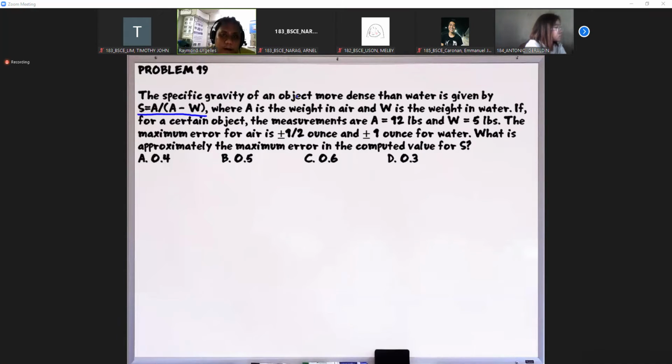So by using yung buoyancy concept. Okay? So yung weight in air is the actual weight of the object. So yung weight in water naman is yung tinatawag natin na apparent weight. 'Di ba? Kumbaga, yan yung lumalabas na weight natin pag nasa tubig tayo. Okay? So if for a certain object, the measurements are A is equal to 12 pounds and W is equal to 5 pounds, the maximum error for air is plus or minus 1/2. And sa water naman daw is plus or minus 1 ounce. What is approximately the maximum error in the computed value for S?